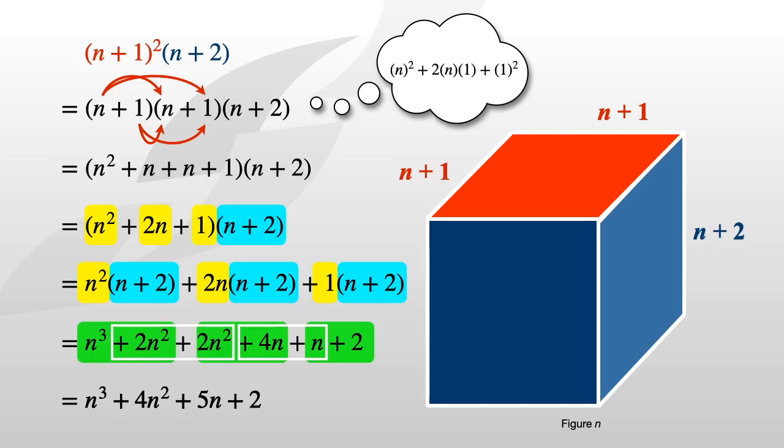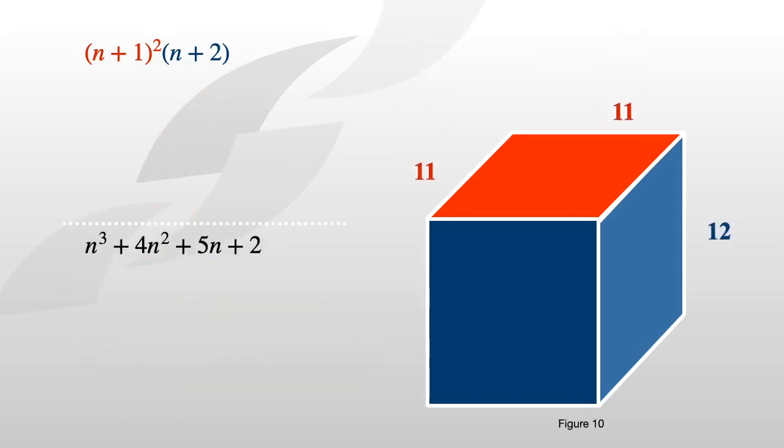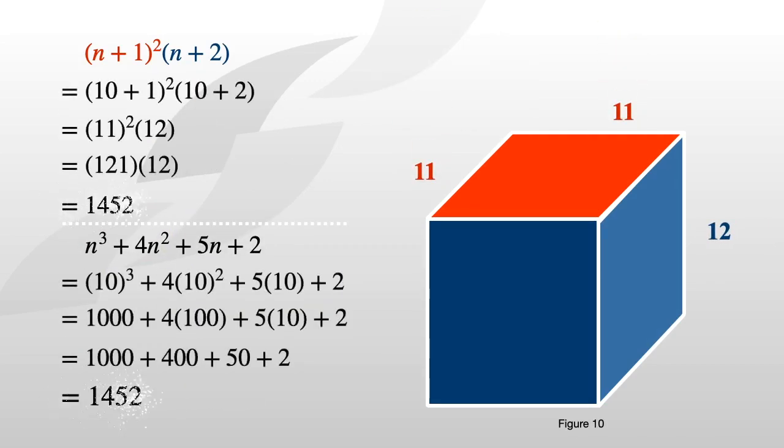These two algebraic expressions are equivalent for all values of n. For example, if n is 10, then each expression is equal to 1,452. Next, we'll apply our understanding of multiplying polynomials.